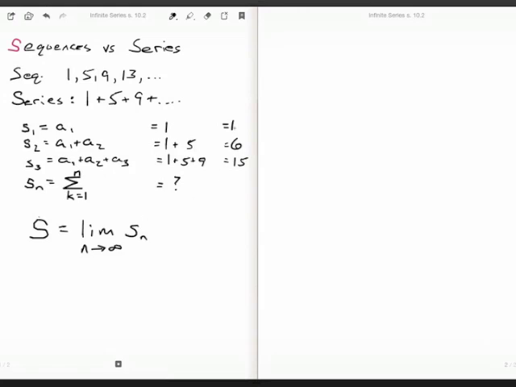Now in this particular case, 1 plus 6 plus 15, you can see this is just going to keep getting bigger. Our sums will get bigger and bigger and bigger and bigger and bigger, and it's not really that cool. So let's look at a different example of a sum.